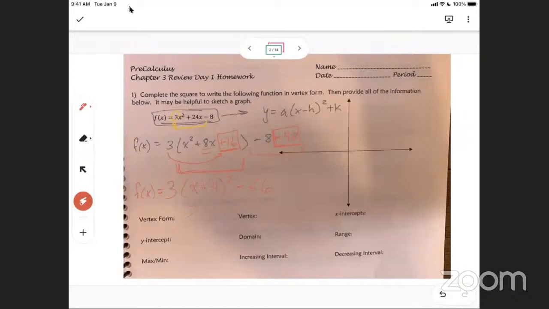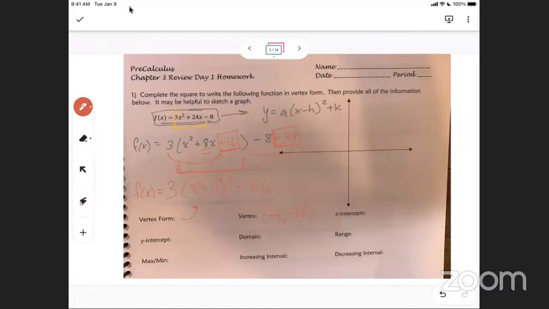So the vertex I can see is -4. I take the opposite of what's inside here. It's h comma k is your vertex. So I take the opposite of what's in with the x, and then I take what's on the outside. So my vertex is -4 comma -56. There's my vertex form right there.